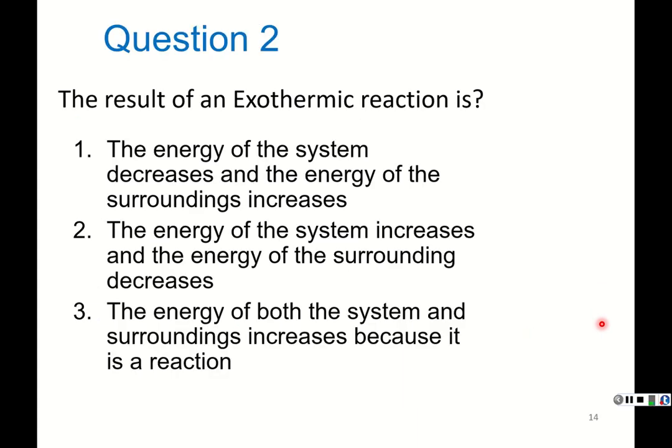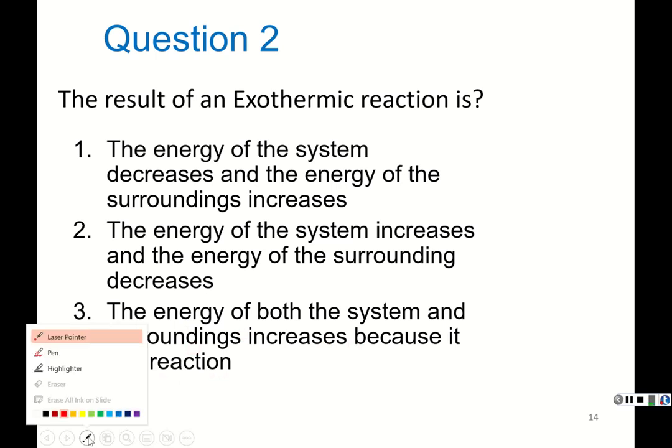So second practice question, the result of an exothermic reaction is: 1, the energy of the system decreases and the energy of the surroundings increases. 2, the energy of the system increases and the energy of the surroundings decreases. Or 3, the energy of both the system and the surroundings increases because it is a reaction. Okay, so think about that for a second.